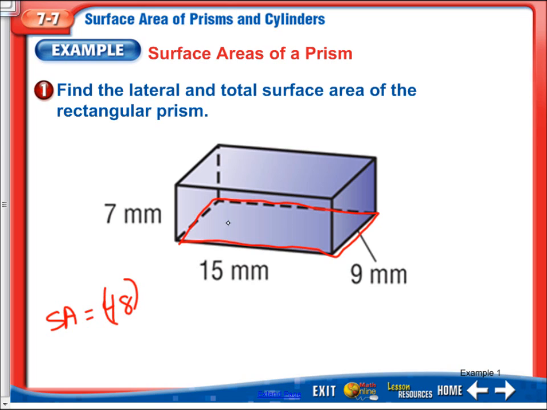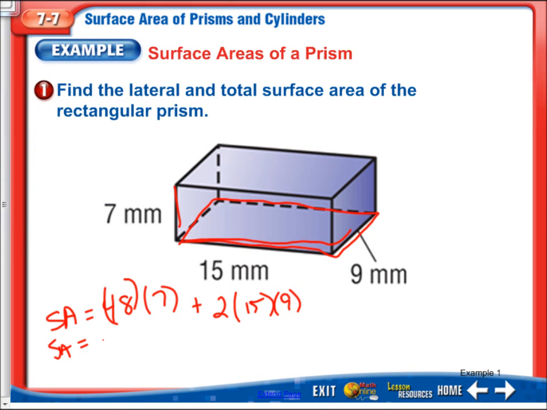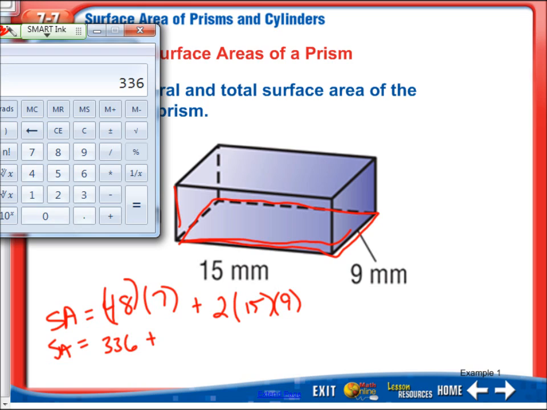Now our height is going to be this right here, which is 7. And then we need to do 2 times the area of the base. Well, the base is going to be a 15 by 9. So now we have everything plugged in, so we can go ahead and multiply. I have 48 times 7, and that gives me 336. So my surface area is 336 plus 2 times 15 times 9, which equals 270.